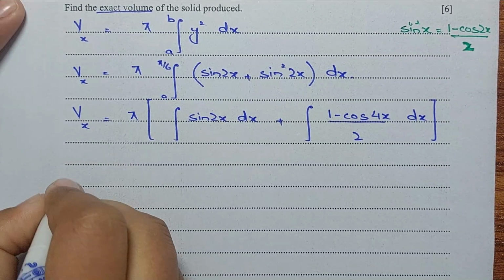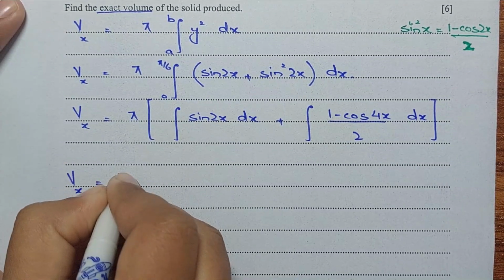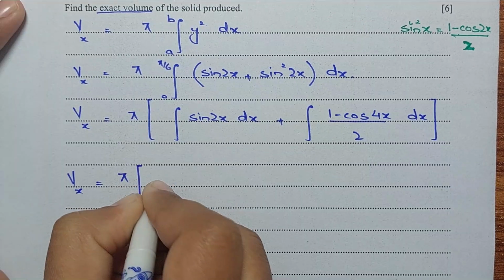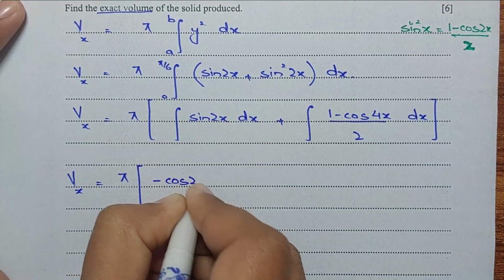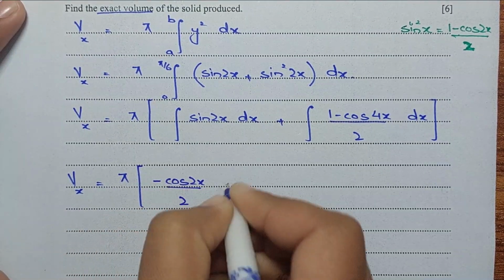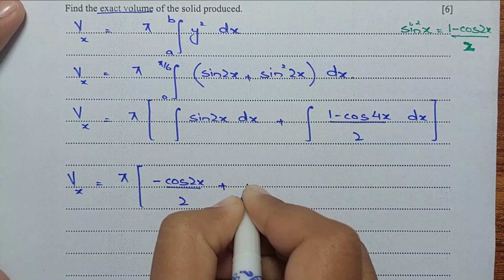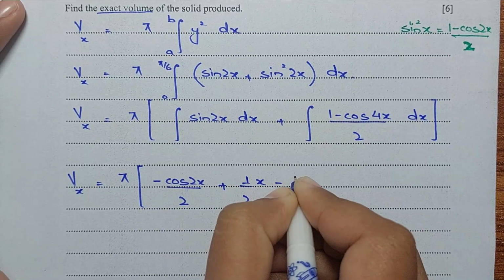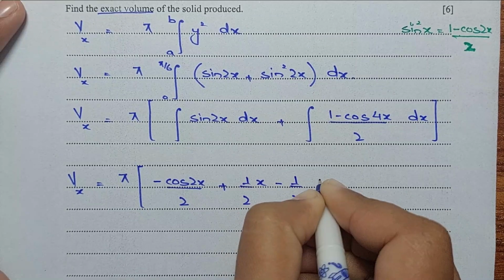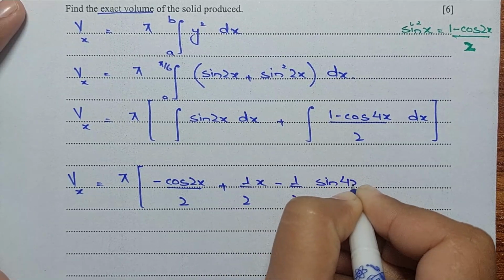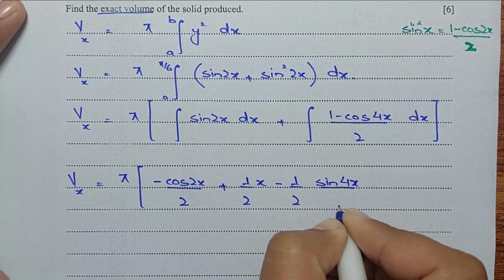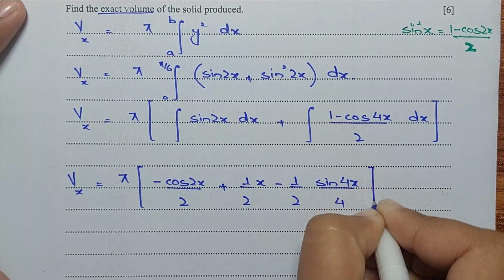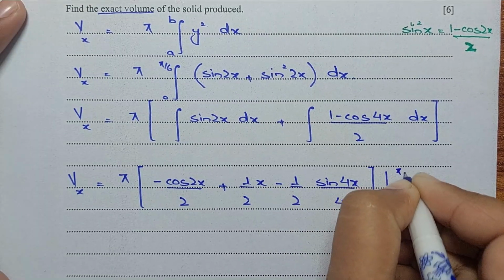Okay, so volume would be pi, which is outside. The integral of sin 2x is minus cos 2x, and the derivative of 2x is just 2. Plus, the integral of 1 over 2 is 1 by 2x, minus 1 by 2 is as it is. The integral of cos 4x is sin 4x divided by 4, and the limits are from 0 to pi by 6.